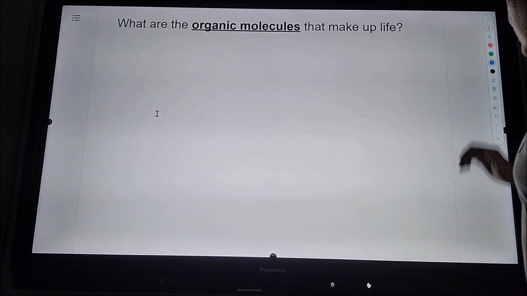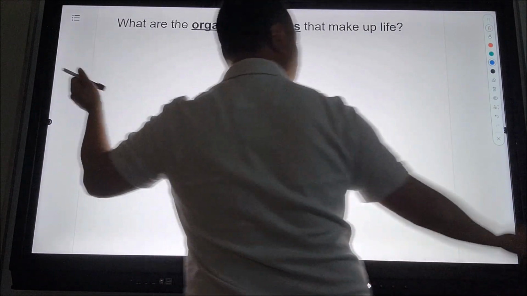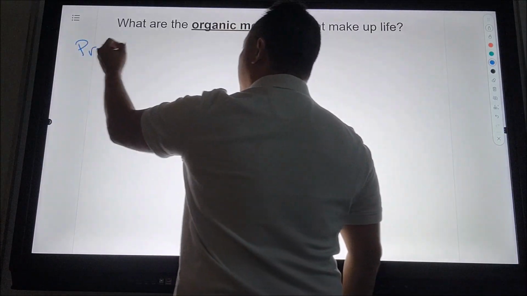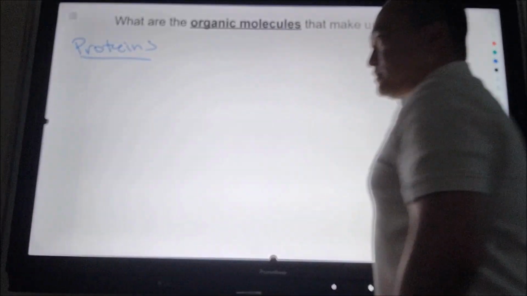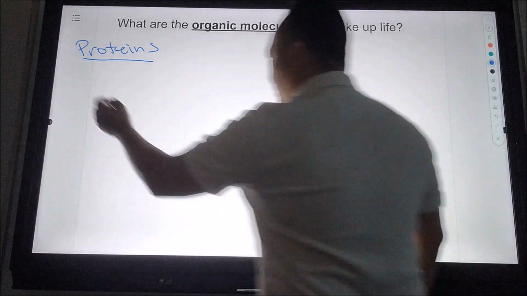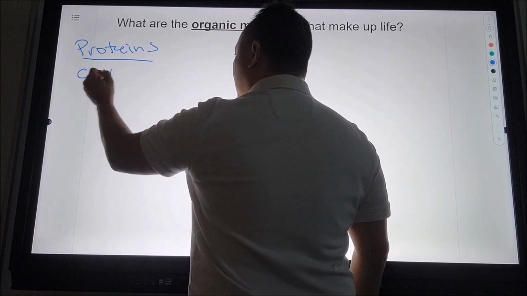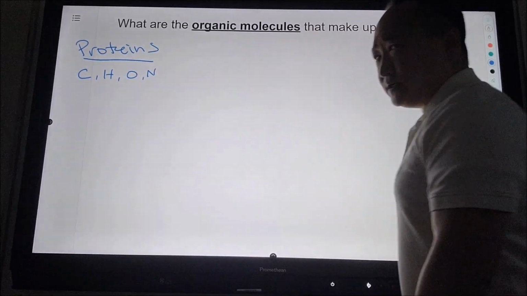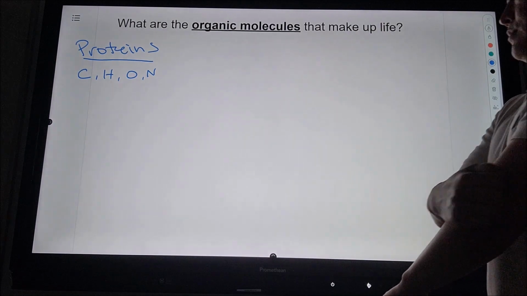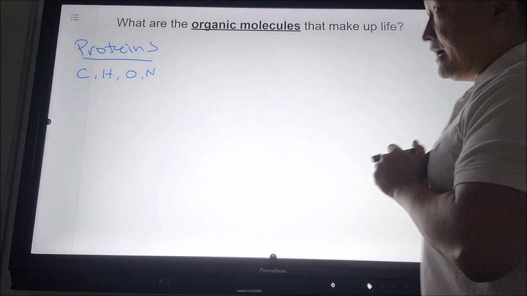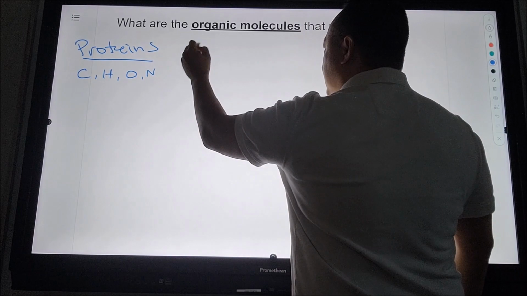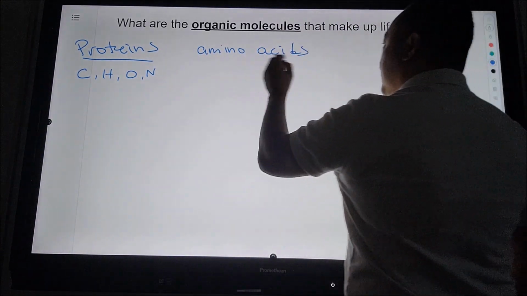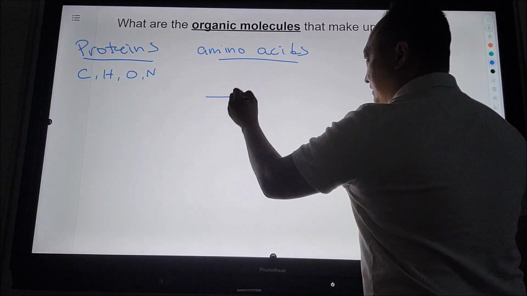So our next one we'll do is our proteins. Now proteins are composed of the elements carbon, hydrogen, oxygen, and then we're going to add in nitrogen to it as well. Proteins have monomers as well. They're known as amino acids. Amino acids have this general shape.